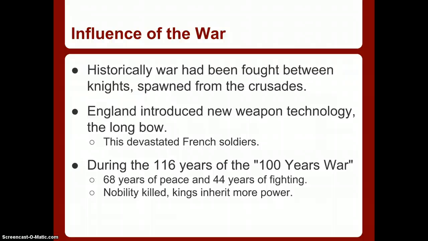Now, one thing that's kind of a negative during the Hundred Years' War as well is that the nobility is killed. Therefore, a lot of the rivals to the kings, or kind of their checks and balances, are gone, which causes the kings to inherit much more power and influence in the region.